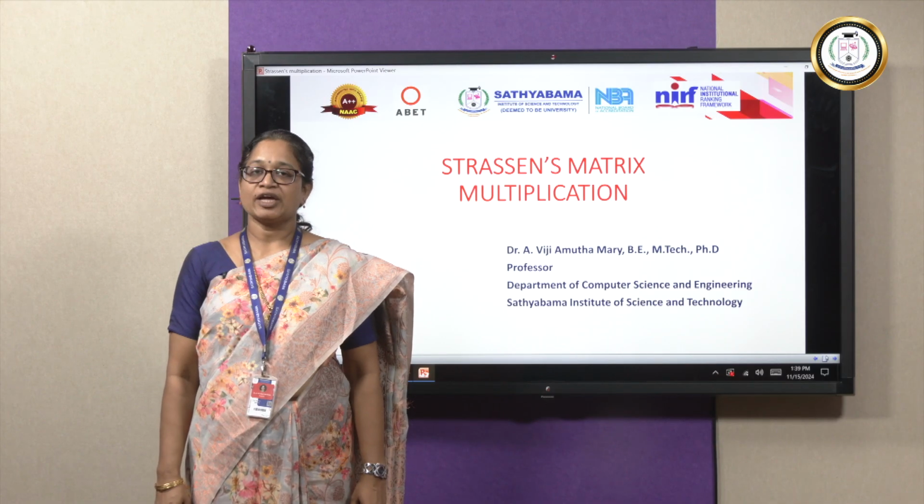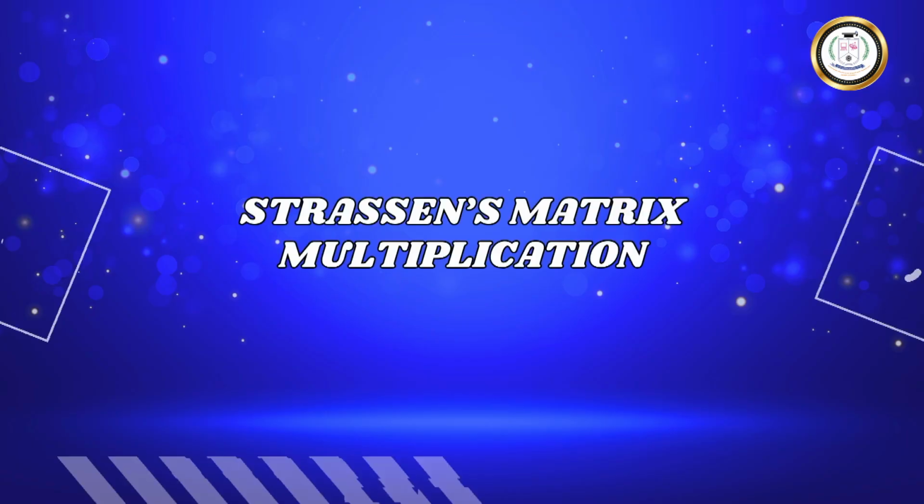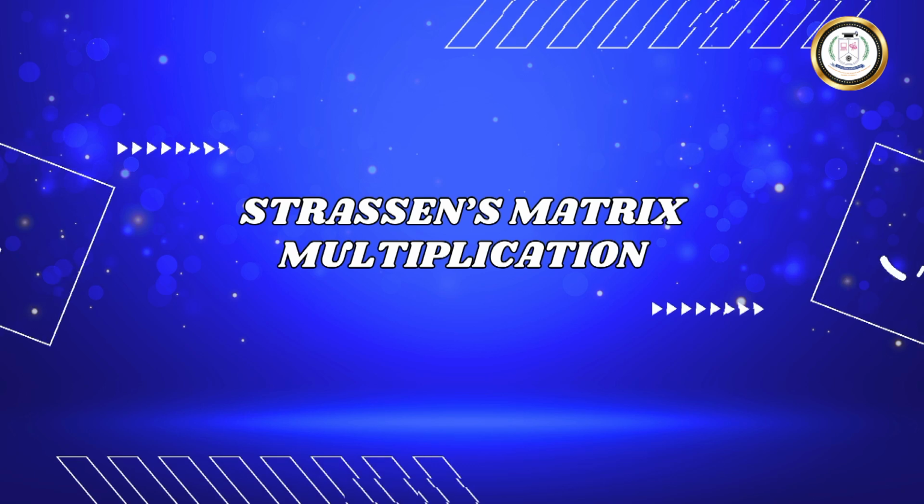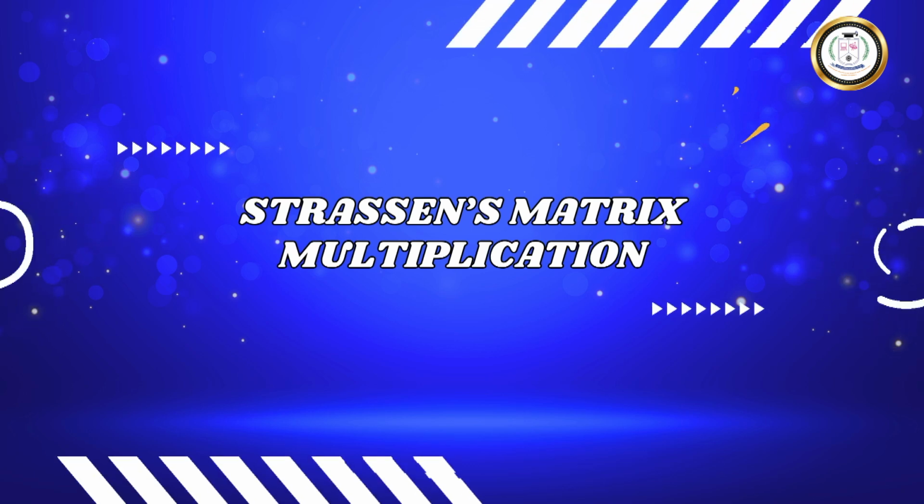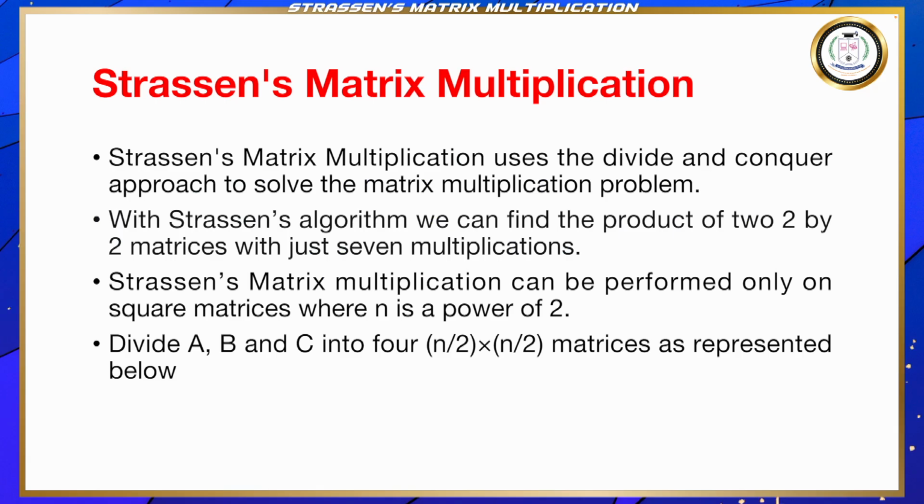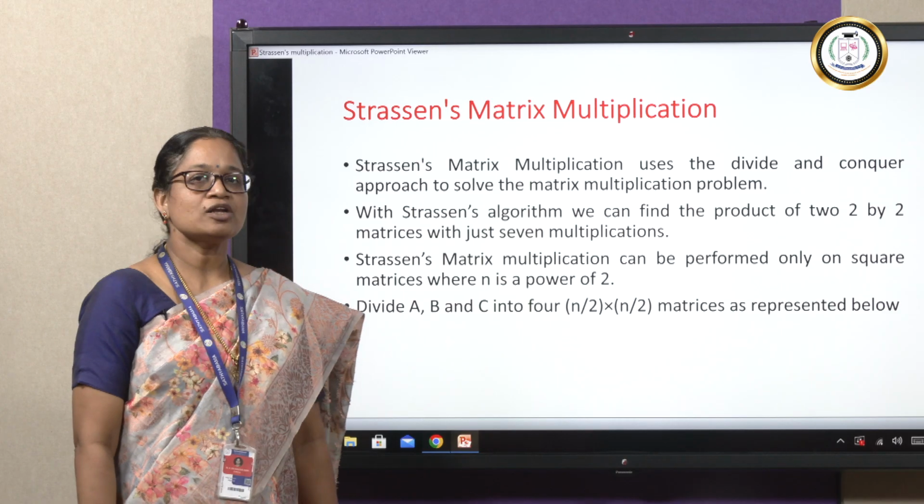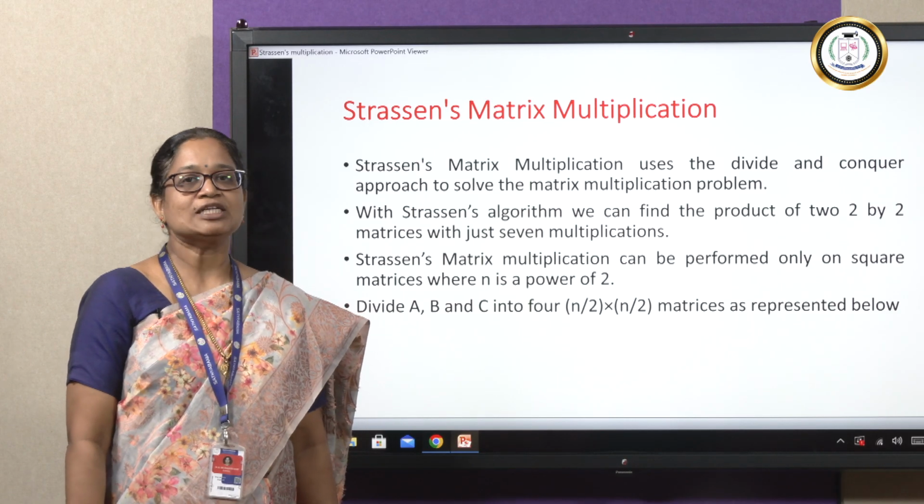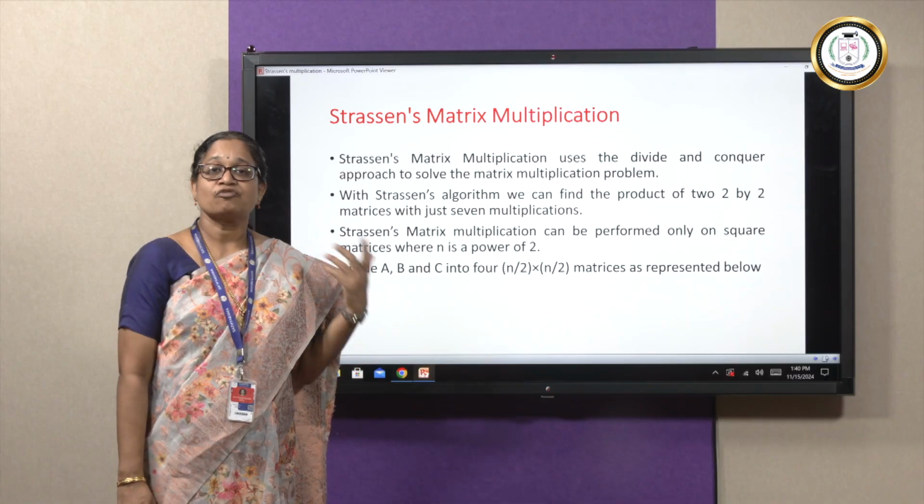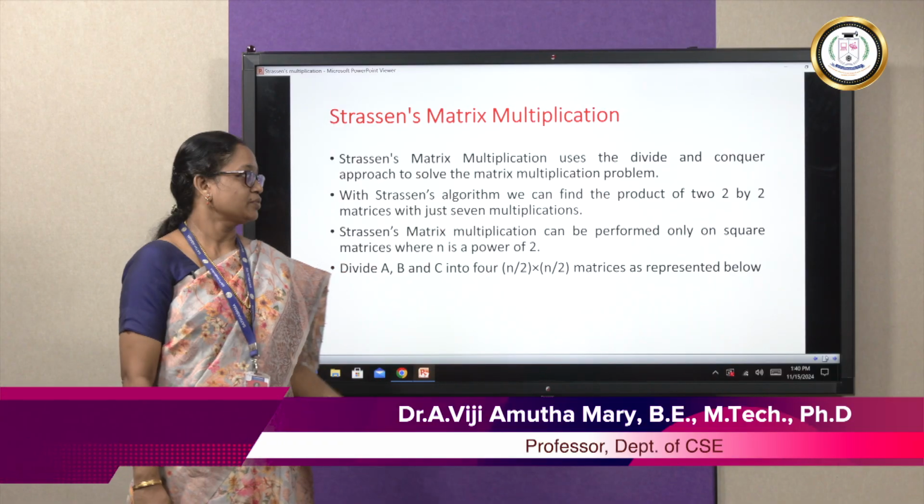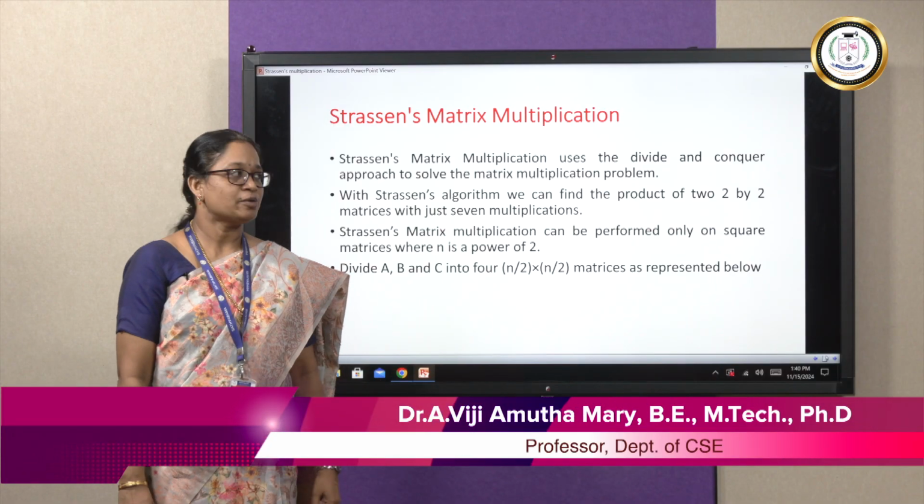Very glad to meet you again in this video lecture with another interesting topic, Strassen's matrix multiplication. Strassen's matrix multiplication was first invented by Volker Strassen. He first published this algorithm in the year 1969. It uses the divide and conquer algorithm to solve the multiplication problem. Actually, it is a fast multiplication algorithm compared to the traditional multiplication method.